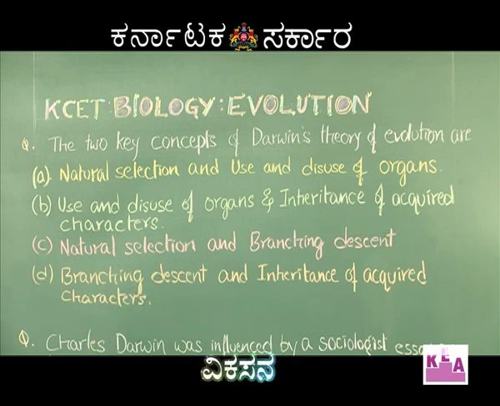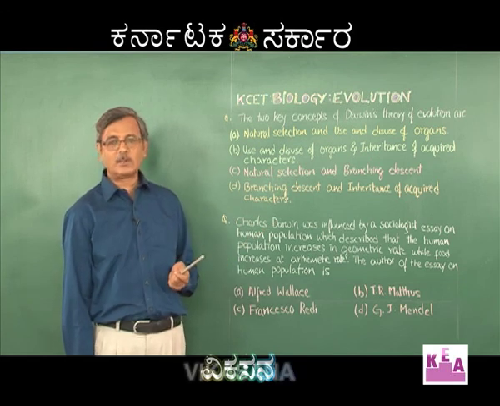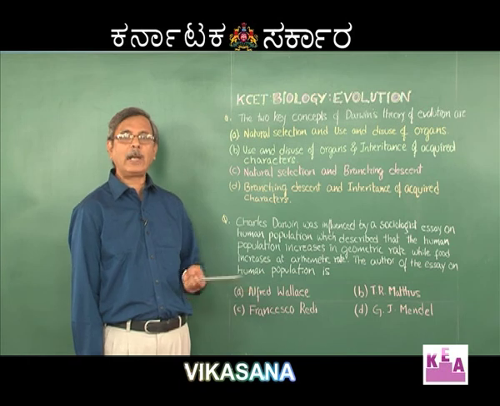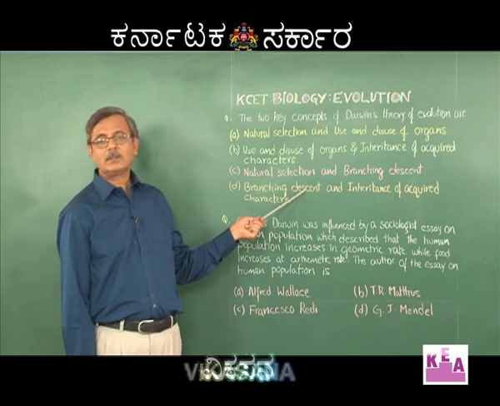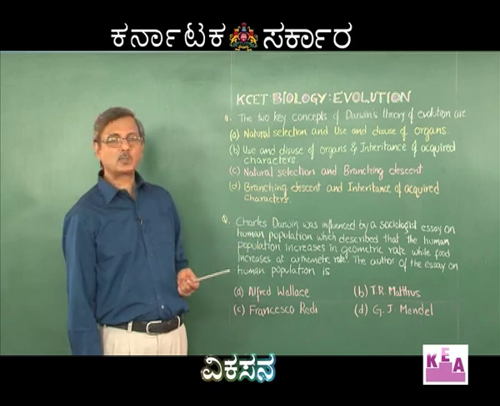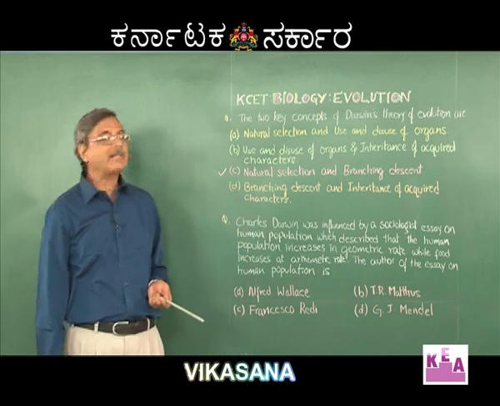The fourth principle is the survival of the fittest, where the role of nature selecting the organism showing adaptive fitness was given, and the last one is origin of species. So, the answer is natural selection and branching descent.